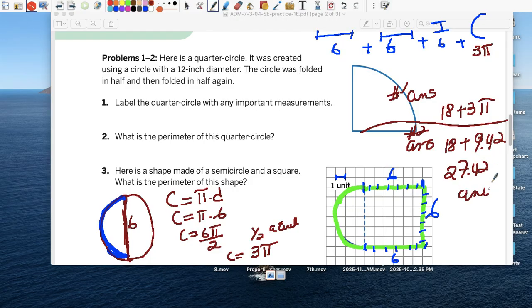So if you took your dog for a walk, this part would be 6, this part would be 6, this part would be 6, this part would be 3 pi, or if you change it to 9.42, whichever one. If you want to combine and give me one answer with one number, then this is your final answer. If you want to leave pi as it is, then the answer is 18 plus 3 pi.